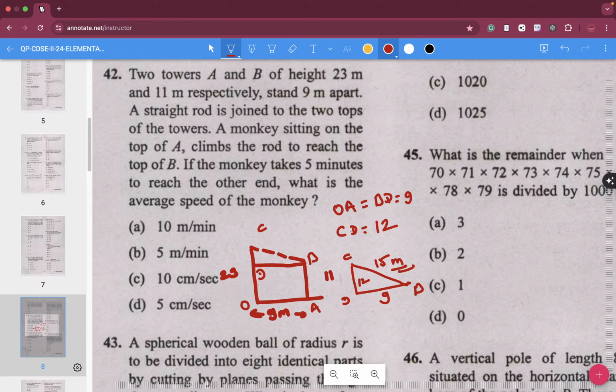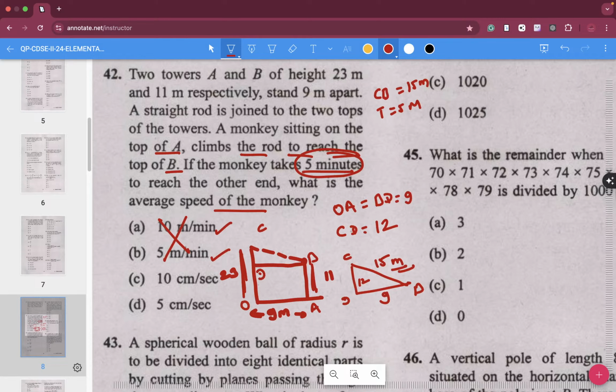So a monkey sitting on the top of tower A, the bigger one, climbs the rod to reach the top of B. If the monkey takes 5 minutes to reach the other end, basically it takes 5 minutes to travel the distance CB. CB distance is equal to 15 meters, time taken is equal to 5 minutes. So what is the speed of the monkey is what you are being asked. In meters per minute it is 3 meters per minute. So obviously A and B is definitely not the answer.